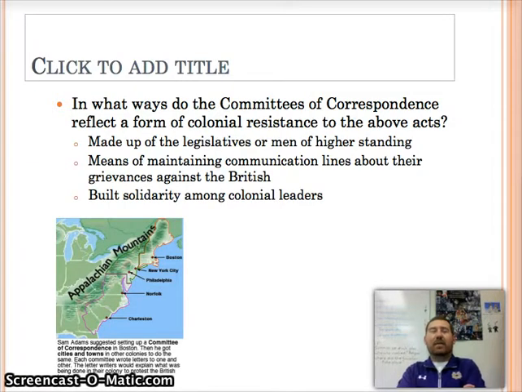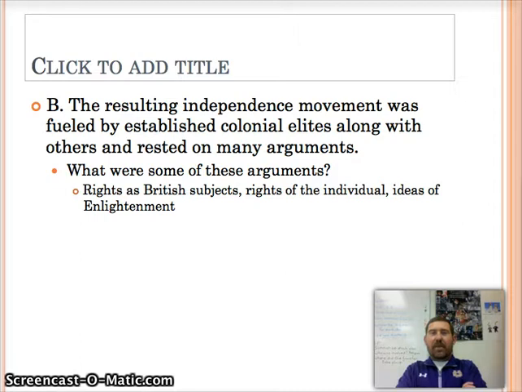So basically, the Committees of Correspondence is a communication network. It's like the Revolutionary War equivalent of email, if you want to look at it like that. And as it did these things, it built solidarity among colonial leaders because they were all concerned about the things that Britain was doing in some way, shape, or form, and were able to coordinate their responses to what was going on. All right, our next point under this topic is the fact that the resulting independence movement was fueled by established colonial elites along with others and rested on many arguments.